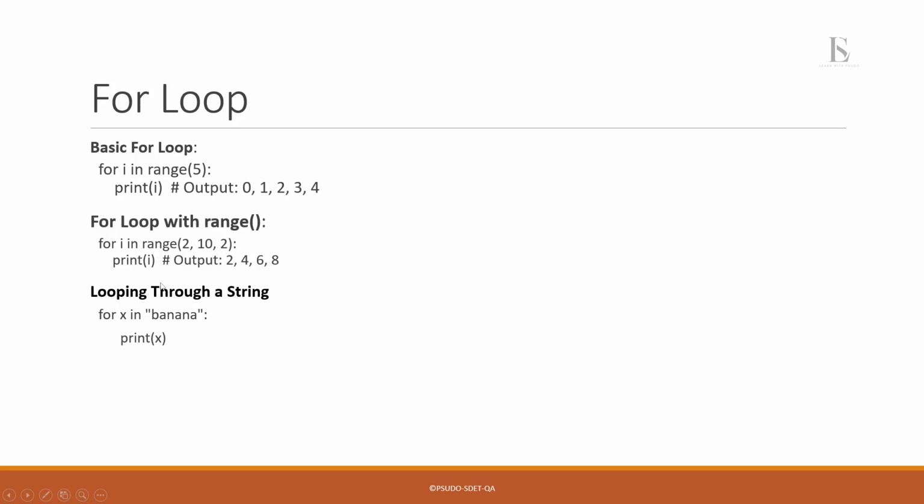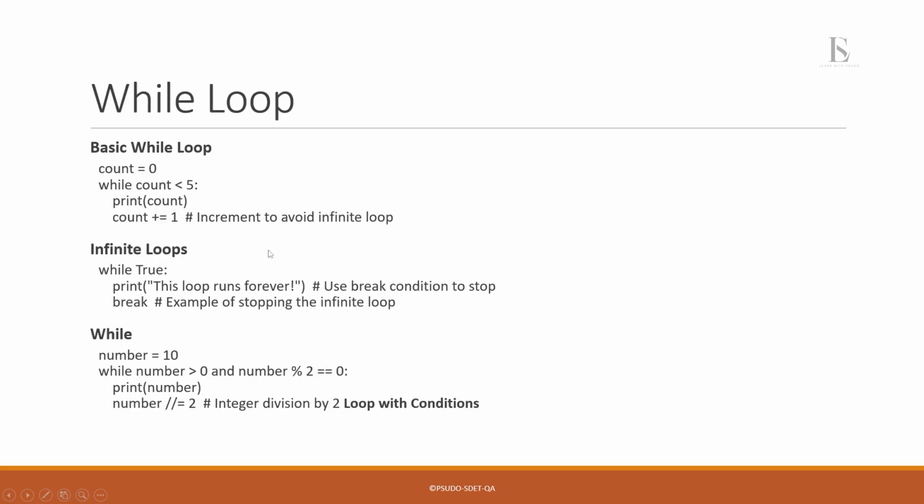That's how it works. And then we had seen looping in a string, for x in banana. This would print all the alphabets separately. B, A, N, A, N, A will be separate alphabets that we'll get out of this loop, right?